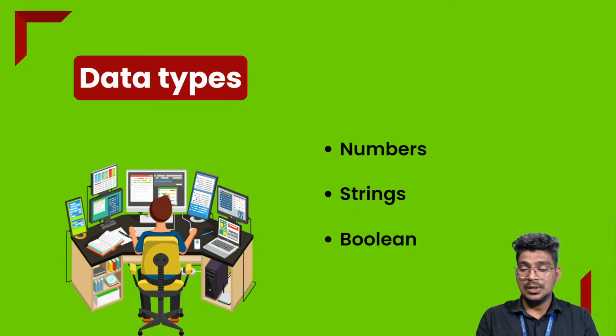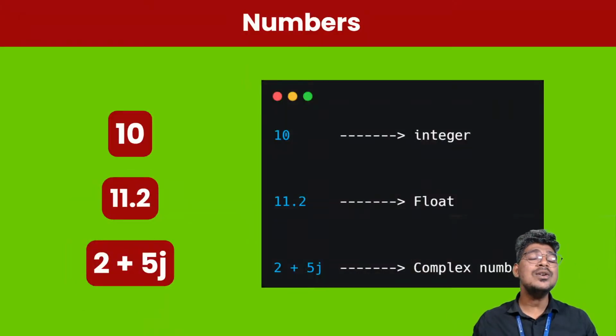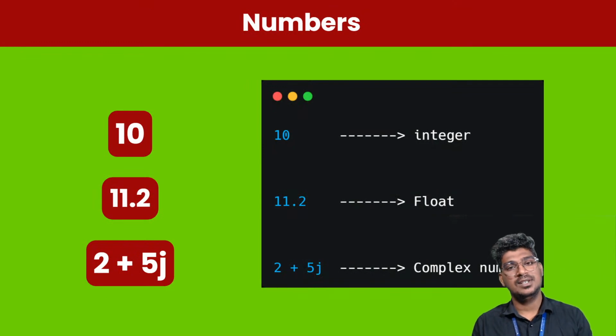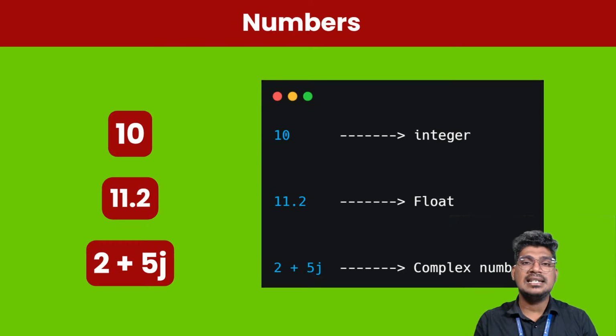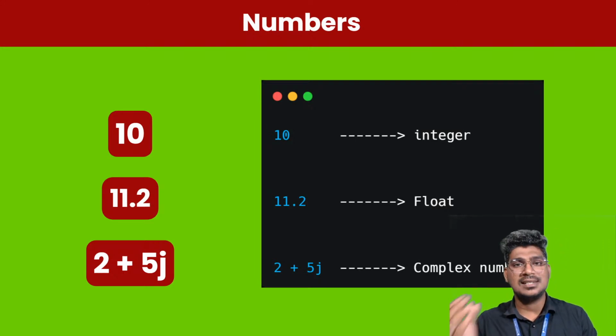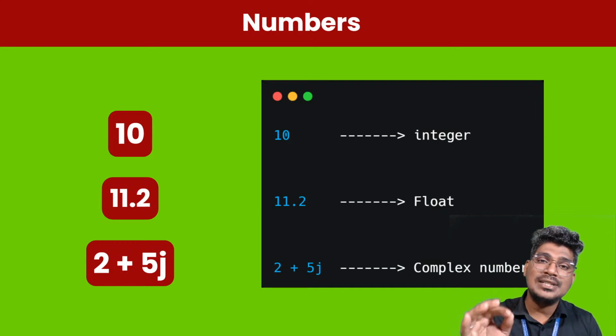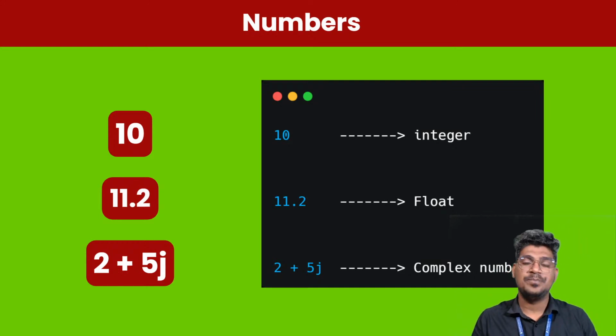Okay, fine. So numbers. What are the numbers we have? Numbers have three different types. One is an integer, which is nothing but the whole number. Another one is a float number, which is actually the decimal number. And the complex number, which consists of the real part and also the imaginary part. So this is also one of the most important data types here.